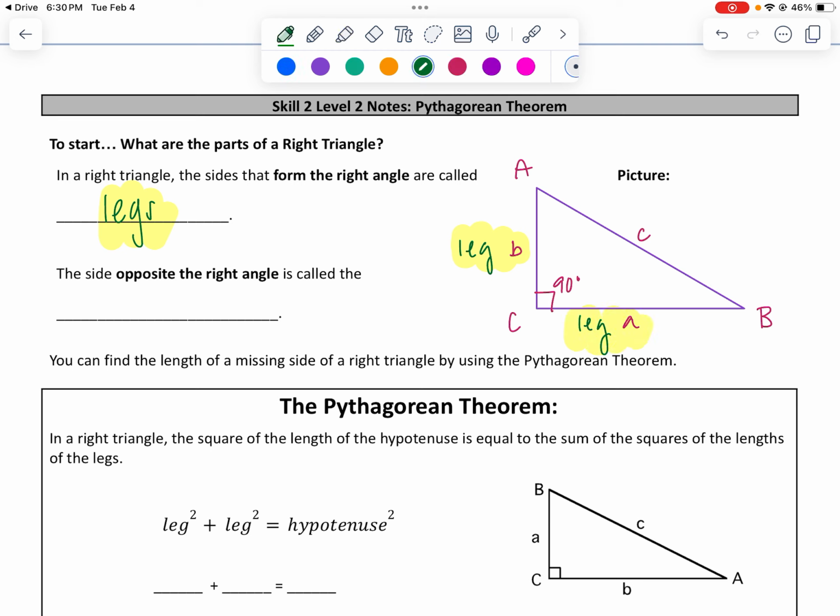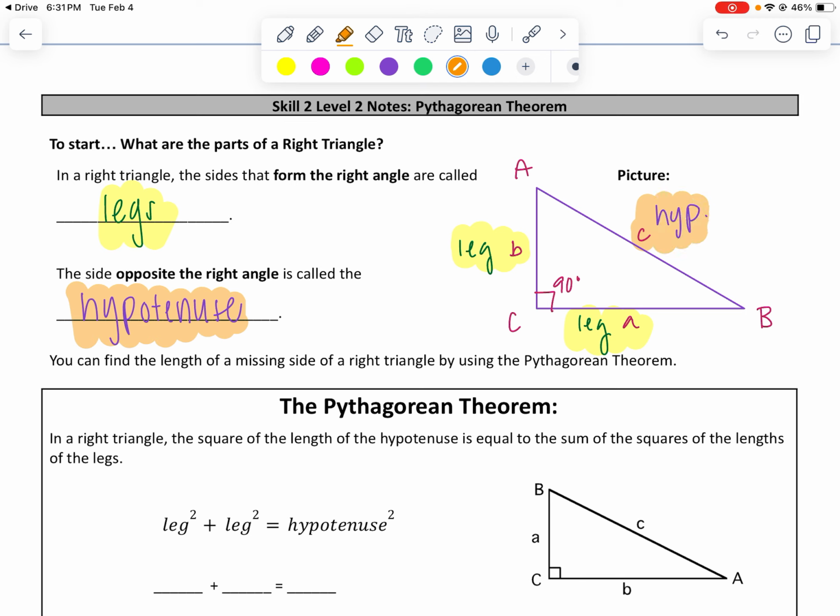And then the other one, the side that is opposite to the right angle, so across from my right angle of C is little c, is called the hypotenuse. I'm just going to abbreviate it as HYP. Again, this is the side that is opposite of my right angle. So that is my little c.